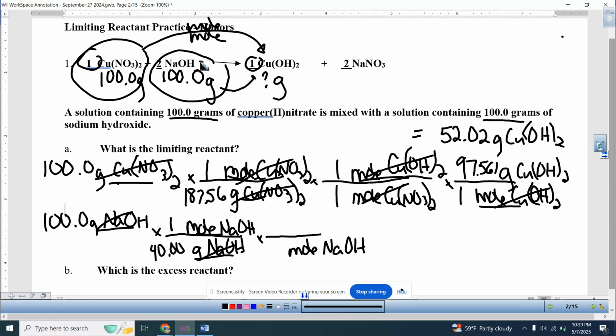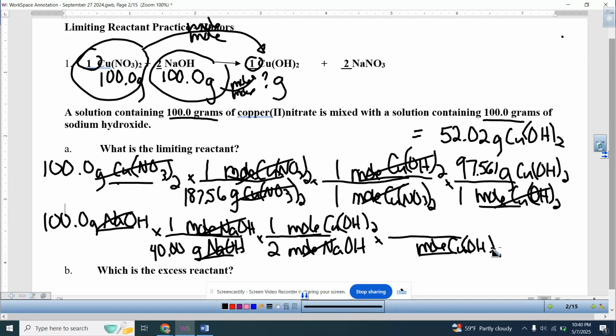And we're trying to get over to the copper hydroxide, just like we did with the copper nitrate. So we need to use a mole-to-mole ratio as well, and we're looking for moles of Cu(OH)2. The Cu(OH)2 has a coefficient of 1. The NaOH has a coefficient of 2. Last step, copy and paste the moles of copper hydroxide because we want it to cancel. And we're looking for grams of copper hydroxide.